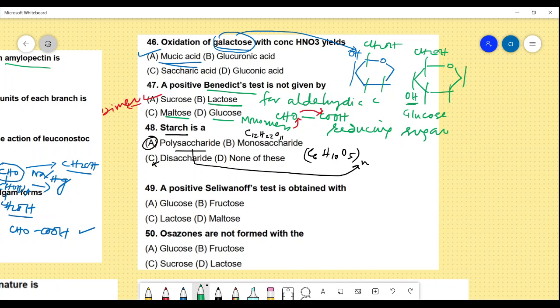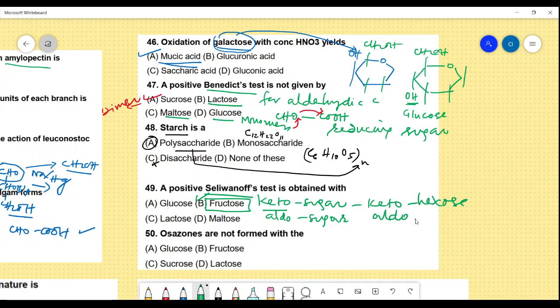This is not in the syllabus, question 49, but still I am going to read it. A positive Seliwanoff test is obtained with: A, B, C, D: glucose, fructose, lactose, and maltose. You remember this is a test for keto sugar. Therefore, this is the only keto sugar that you have, so B is the right answer. It is very essential that you know about keto sugar and aldo sugar. You call this a keto hexose and you call this an aldo hexose.